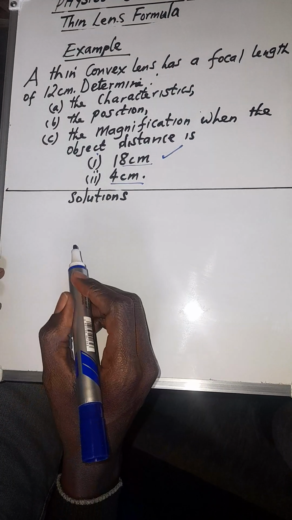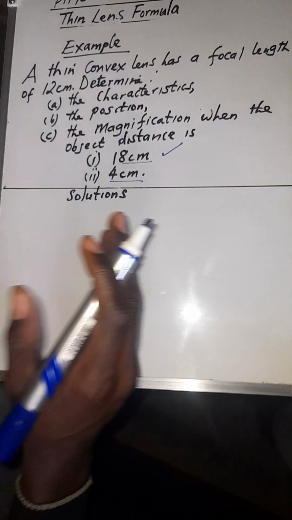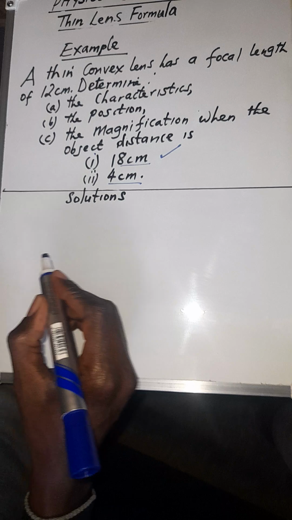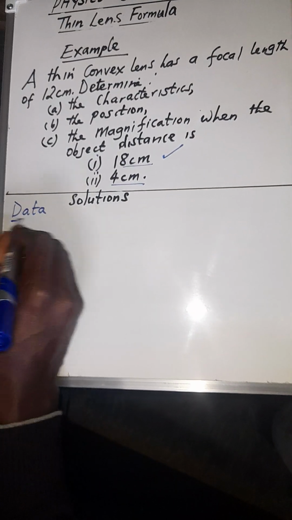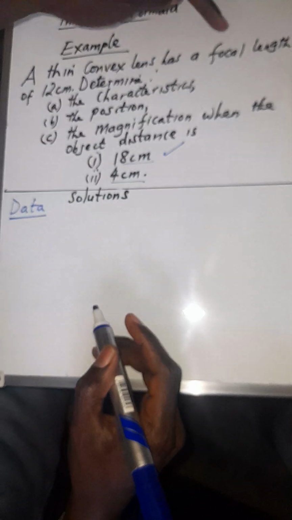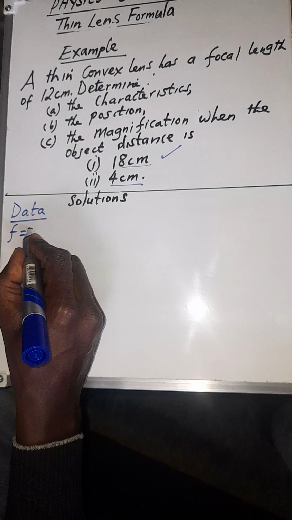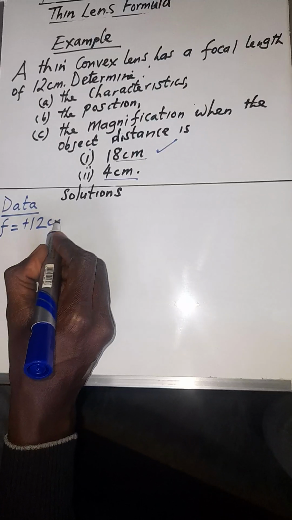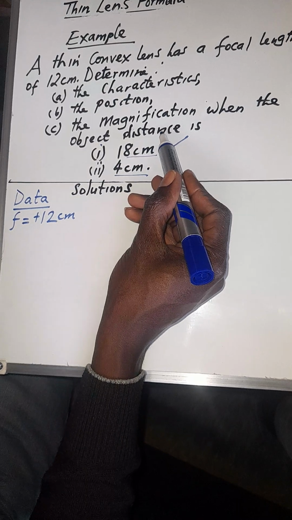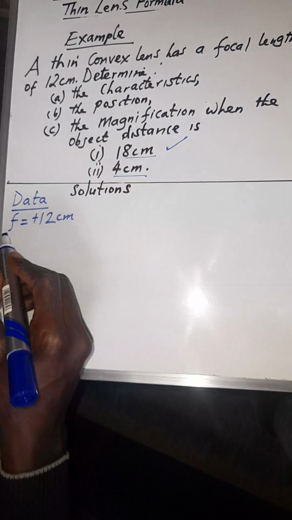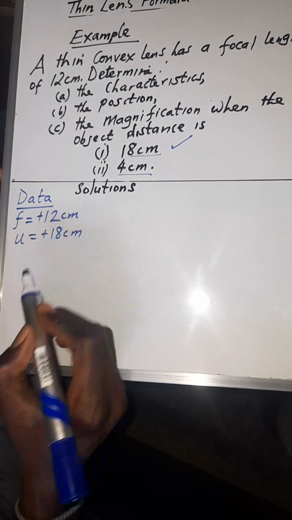As we always tell you, it is important to list down the information you have been given in any physics question. So what data do we have? They have told me the focal length, which is 12 centimeters, a positive 12 centimeters. And they have given me the object distance, so when u is equal to 18, that's a positive 18 centimeters.